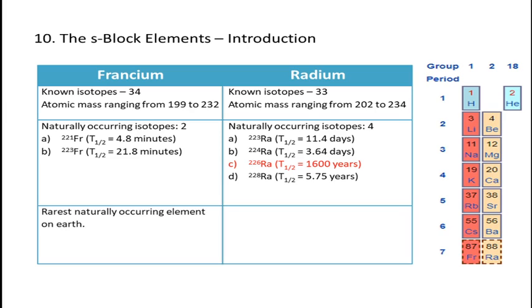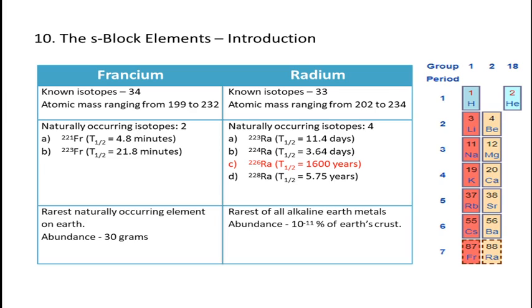Francium is the rarest naturally occurring element on Earth, as at any given time, the total mass of francium in the Earth's crust is not more than 30 grams. Whereas radium is the rarest of all alkaline earth metals, comprising only 10^-11 % of Earth's crust. If we talk about the percentage composition of only igneous rocks, it is 10^-10 %.